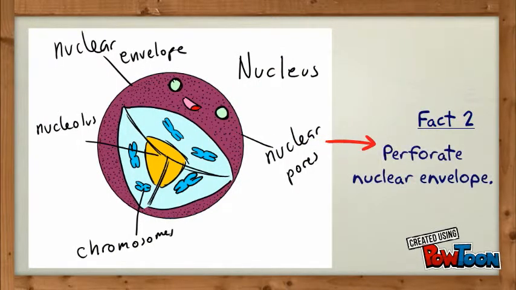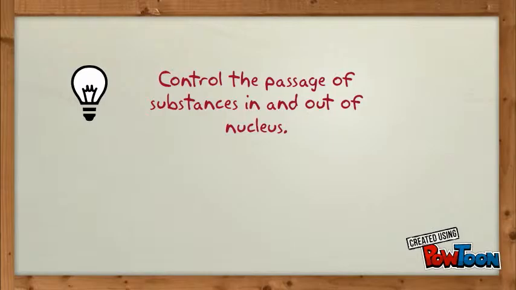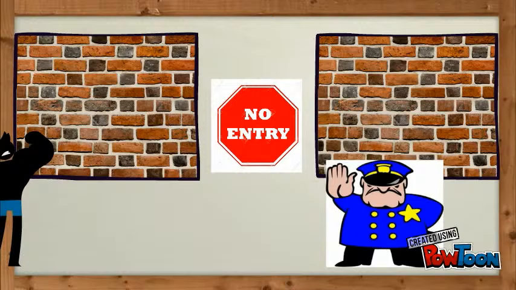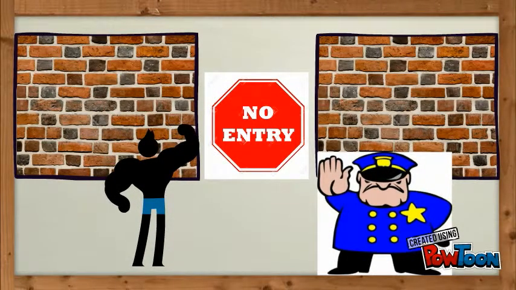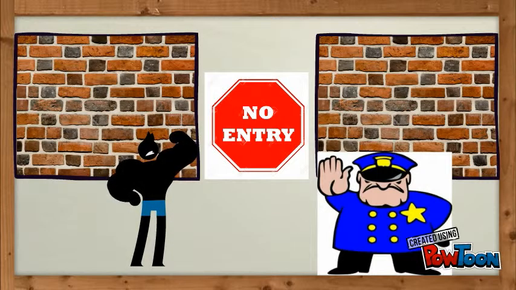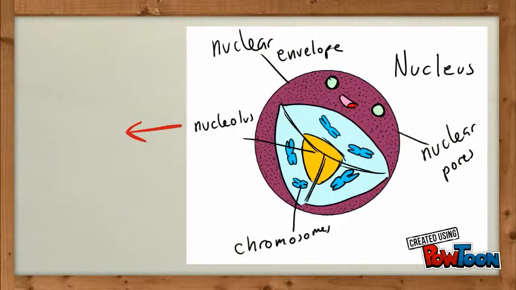Fact number 2. The nuclear membrane or envelope are perforated. This means there are pores among the membranes. This enables nucleus to control the passage of substances in and out of nucleus. For example, small molecules such as oxygen can pass through. But big molecules and charged ions, such as proteins, glucose, and sodium ions, cannot pass through.